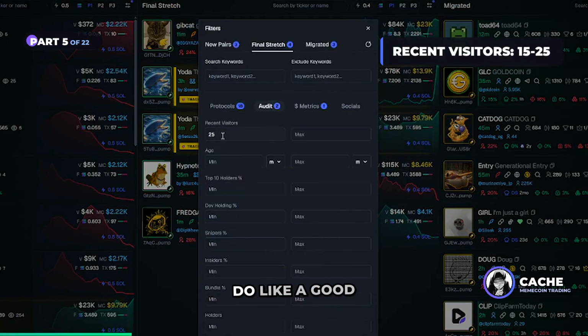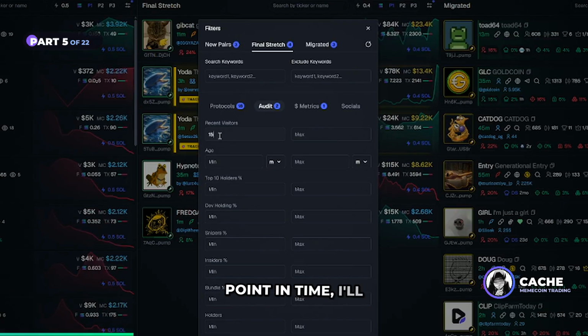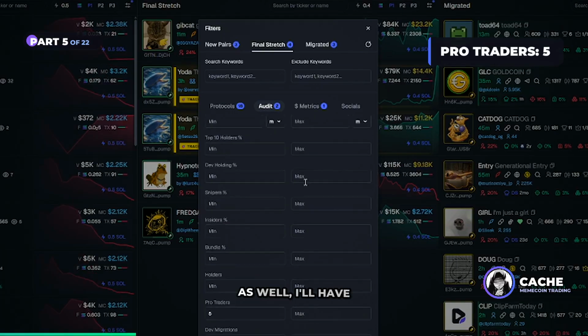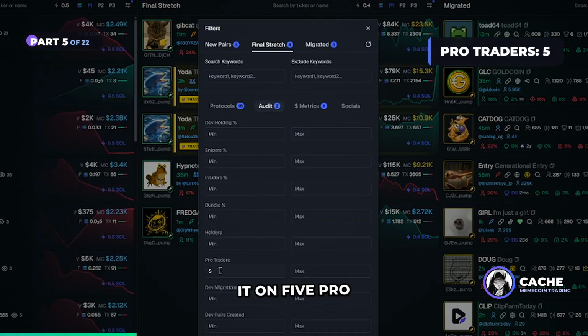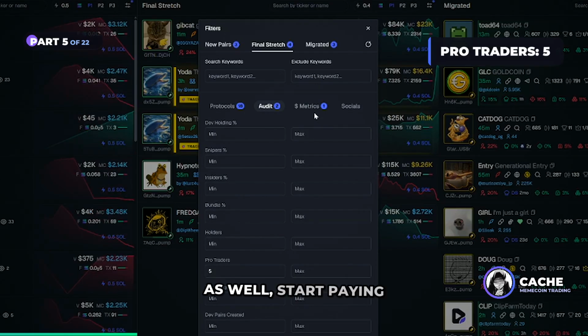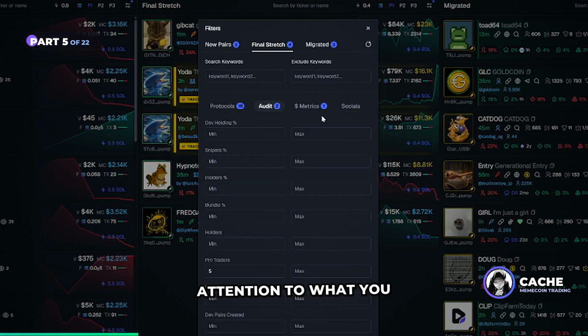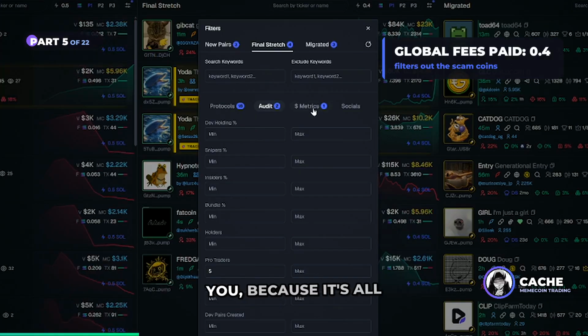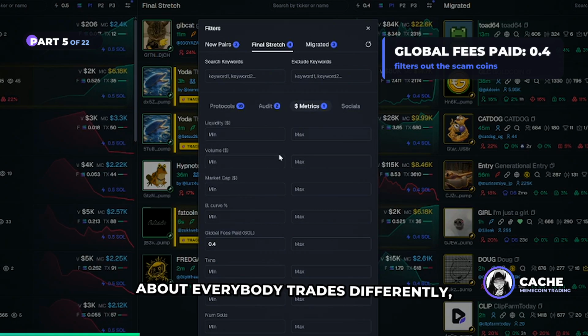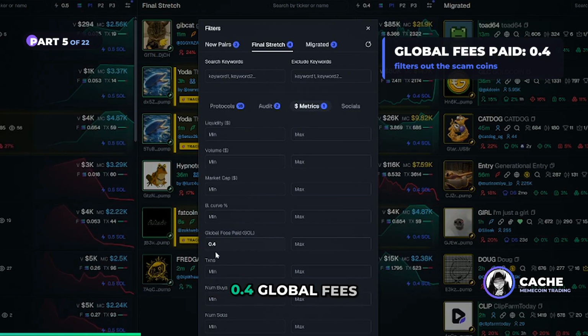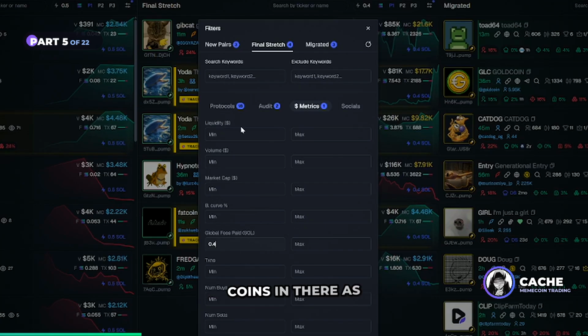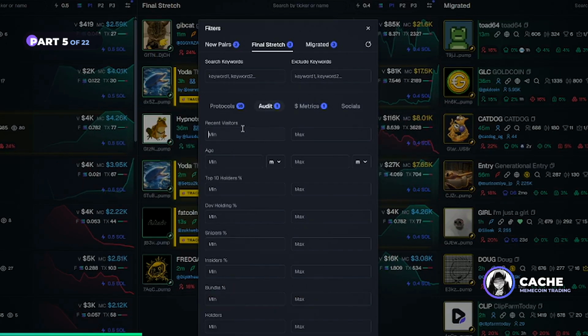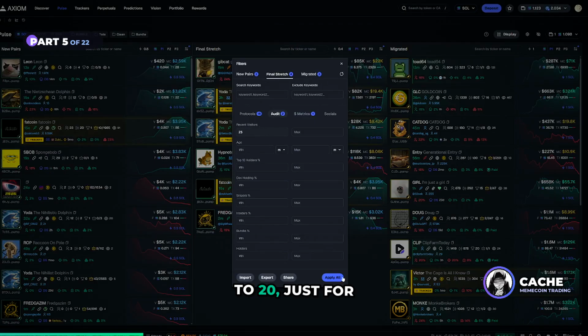And so I like to do a good 25, maybe if it's a very, very slow point in time, I'll do 15 visitors. So that means 15 people have to be looking at the coin for it to pop up. As well, I'll have it on 5 pro traders. You can actually increase these numbers as well. Start paying attention to what you believe works best for you, because everybody trades differently. I would even do 0.4 global fees paid. You're not going to be having those scam coins in there as much. Let's move that back to 20 just for me to trade.